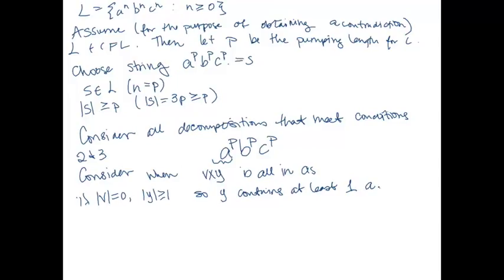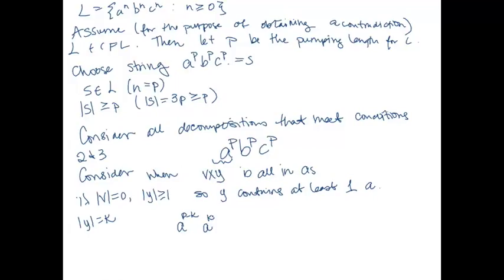Okay, so let's let the length of Y equal K. All right, then what does our pumped string look like? Well, we know that X is taking up all of the rest of the A's up to the chunk that Y has. And it might also be the case that Z is taking up some of the A's too. We don't know. We've just said that VXY is all in the A's. All right, so after I pump, what actually happens? I have some number of A's that were not covered by Y. So I have A to the P minus K. And then my Y chunk is A to the K.